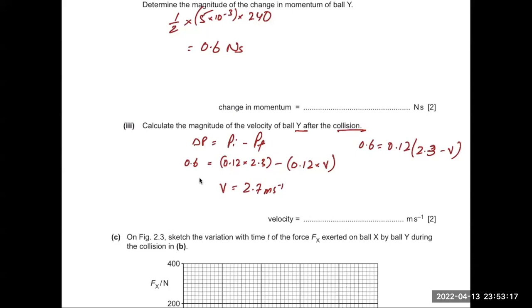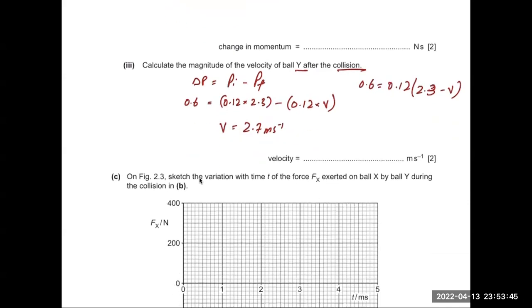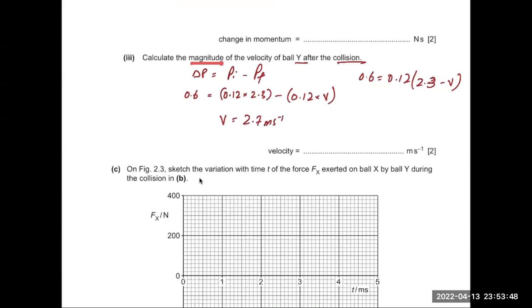Why is the final velocity same? The final velocity is not same. The mass is same. This is the initial velocity. This is the final velocity. It's 2.7 meters per second. And because the question says magnitude of velocity, even if you're getting a negative answer, minus 2.7 meters per second, which basically indicates that it's traveling in the opposite direction, you'll just write 2.7 meters per second over here.